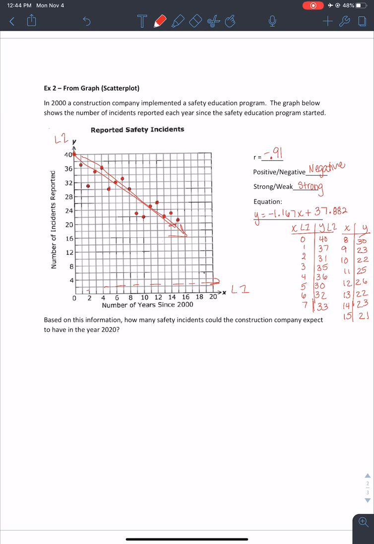Well, so if this is the number of years since 2000, I'm not going to use the number 2020. I'm going to use just the number 20. So if my situation kept going, about where would I hit if I got to 20? So we need x to be 20. So I'm going to rewrite my equation, y equals negative 1.167, instead of x, we're going to use 20, plus 37.882. And then I'm going to solve for y.